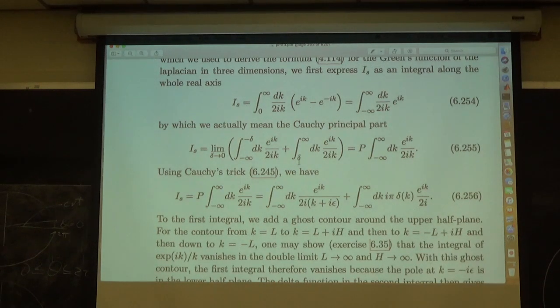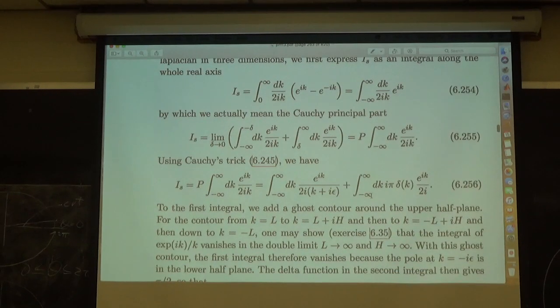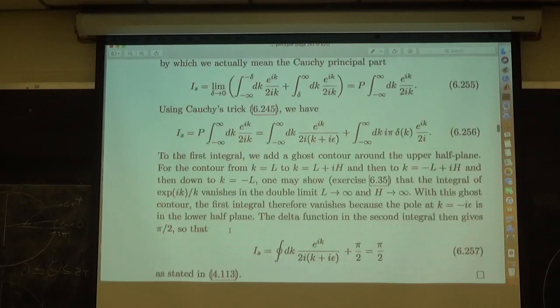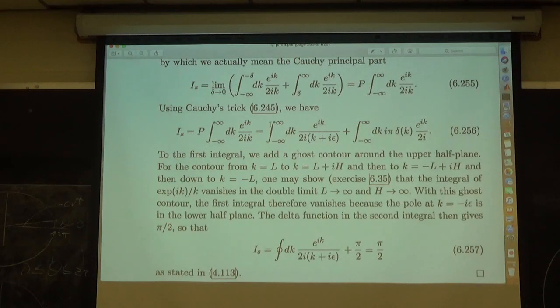And now, realizing that the Cauchy principal value is the integral of 1 over k plus i epsilon plus i pi delta of k, we can then do these two integrals separately. This one, obviously, we just get pi over 2 essentially. That's just eyeballing it, I get pi over 2. Yeah, that is pi over 2. And this one actually is 0.